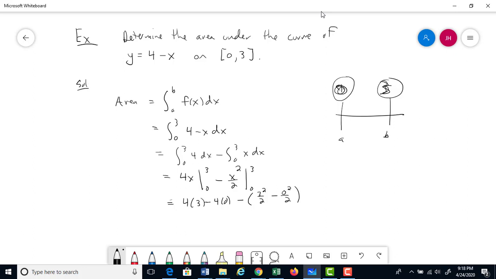Now you don't have to break this apart. From now on, I'm not going to write the integral multiple times. I'm just going to take the antiderivative of each one of these terms. So what I have is 12 minus 9 over 2, which is going to be equal to 24 over 2 minus 9 over 2, which is 15 over 2. A lot easier than rectangles. Let's do it again.